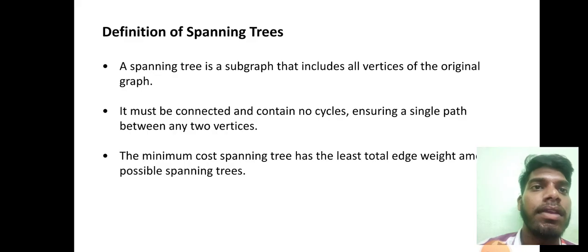Definition of spanning trees. A spanning tree is a subgraph that includes all vertices of the original graph. It must be connected and contain no cycles, ensuring a single path between any two vertices. The minimum cost spanning tree has the least total edge weight among all possible spanning trees.